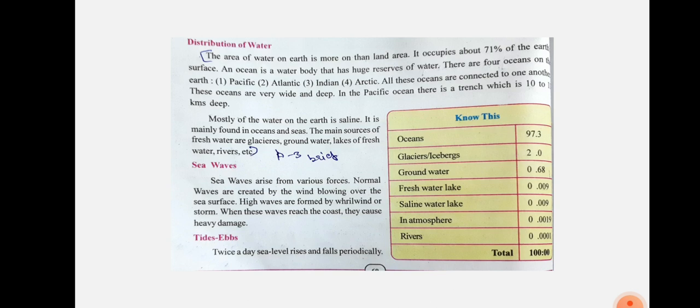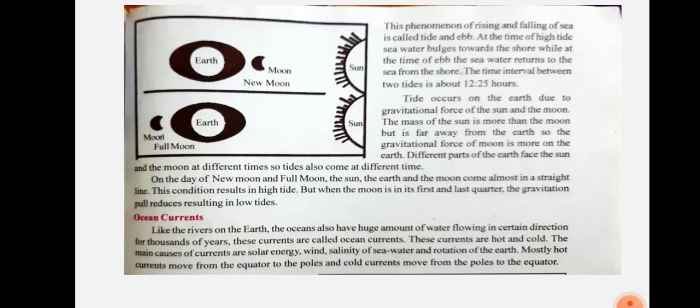Now, next topic is tides and ebbs. Twice a day, sea level rises and falls periodically. Now, it is a periodic motion, means that it continues every day, that the sea level rises and falls, that is twice in a day. This phenomenon of rising and falling of sea is called tide and ebb. At the time of high tide, sea water bulges towards the shore, while at the time of ebb, the sea water returns to the sea from the shore.